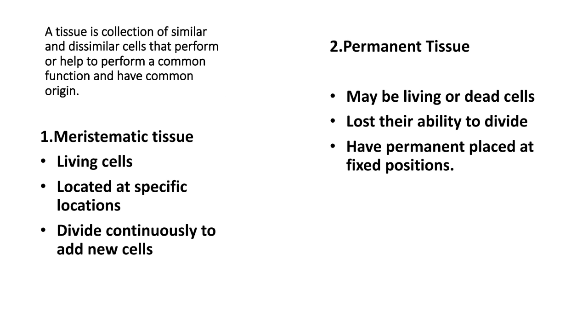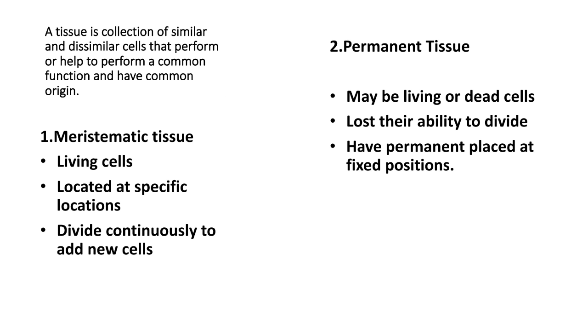The plant tissues are divided into two important groups. Number one is meristematic tissue and the second one is permanent tissue, as you can see in this slide. Meristematic means dividing cells. The cells which keep on dividing throughout life form the tissue known as meristematic tissue. These cells are living cells and they are located at specific locations of the plant. They keep on dividing throughout life and keep on adding new cells.